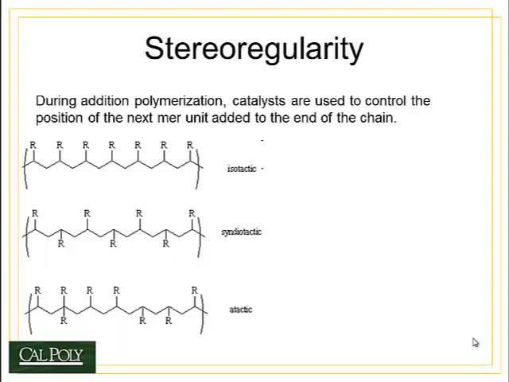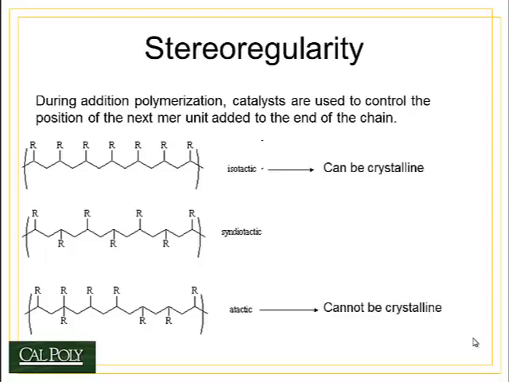Stereoregularity is another issue we have to talk about when talking about molecular structure. It has to do with how side groups come off the chain and whether they're found on the same side of the chain, opposite sides, or randomly. So isotactic polymers have all the side groups on one side of the chain. When it's syndiotactic, the side groups alternate between the two sides, and atactic indicates that they're randomly distributed amongst the two sides.